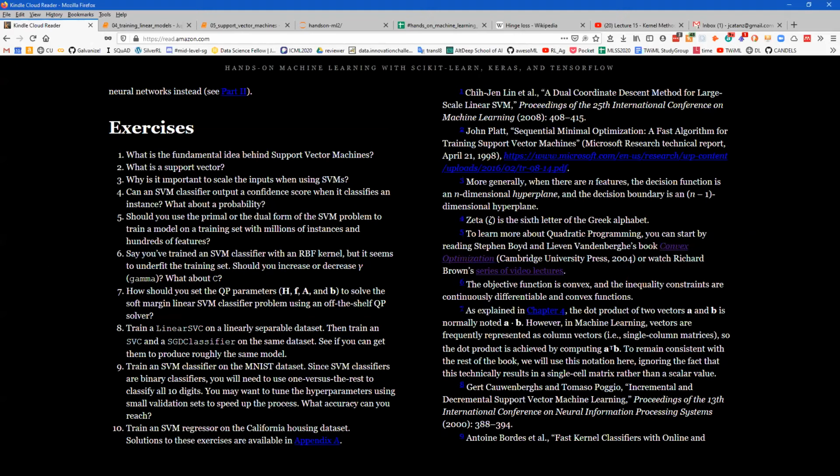Maybe we can talk about some of these exercises. Obviously we can't do the coding exercises, but we can do question answering. Anybody want to take a crack at answering number 1? What's the fundamental idea behind support vector machines? Let me take a dig at that.